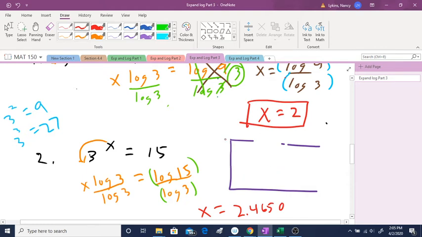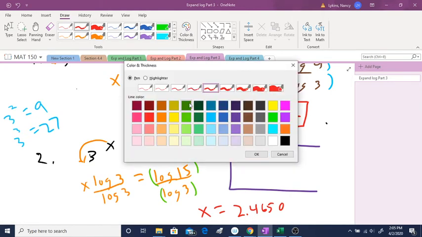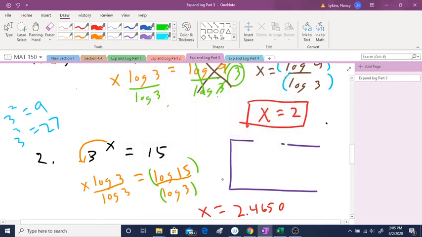So what I'm going to do is check my answer. I want to say 3 to what I found x to be, 2.4650. And if I do this, I get 15.000 and so forth. So that is a really good estimate, a really good answer.